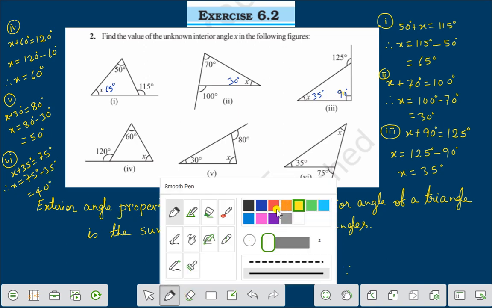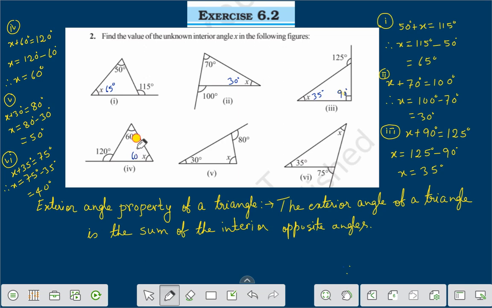Therefore, we can write the values here also. Question number 4 is 60, therefore it will also be 60 degree. That is 60 plus 60 is 120 degree. Here is 30, therefore it will be 50 degree, because 50 plus 30 is equal to 80. In this case also, this is 75 degree, this is 35 degree, therefore the value of x will be 40 degree. 40 plus 35 degree is equal to 75 degree. That means you have to use the exterior angle property of a triangle: the exterior angle of a triangle is the sum of the interior opposite angles.